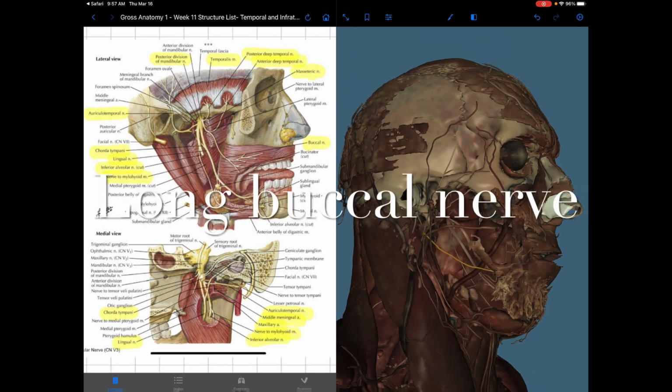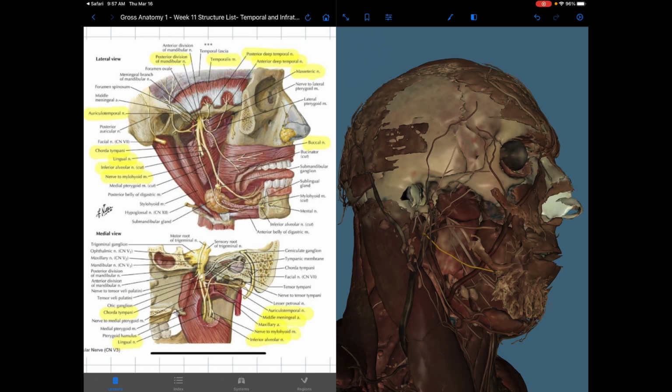This one passes between the two heads of the lateral pterygoid, and it runs anteriorly and inferiorly, and it emerges onto the cheek from under the ramus of the mandible, and it gives sensory innervation to the skin and the mucosa of the cheek.